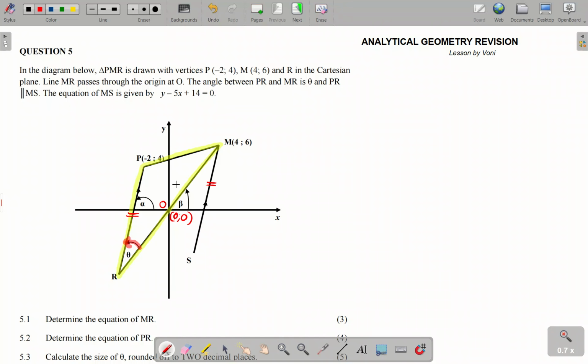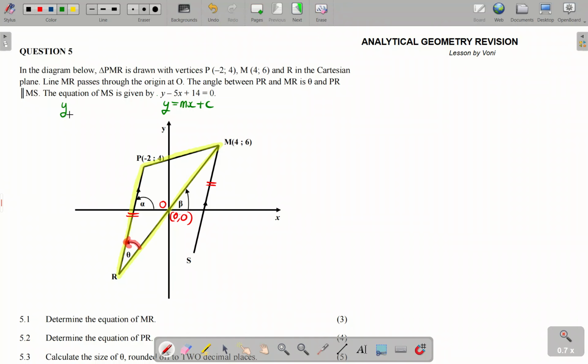They say that the equation of MS is given by y minus 5x plus 14 equals 0. But MS is a straight line, and the equation of a straight line in standard form is y equals mx plus c, where c is the y-intercept and m is the gradient. What we're given is not in the standard form, so we're going to make y the subject of the formula first.